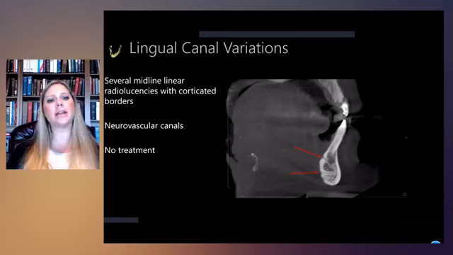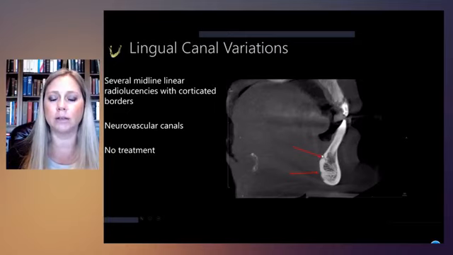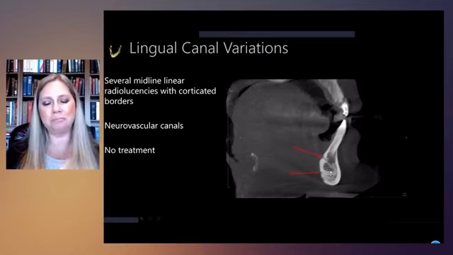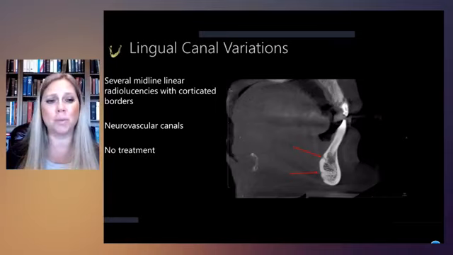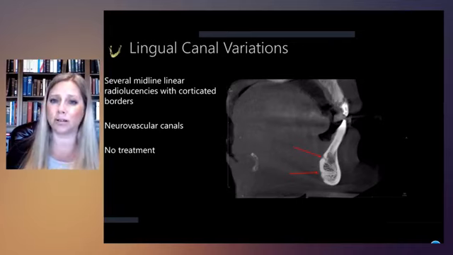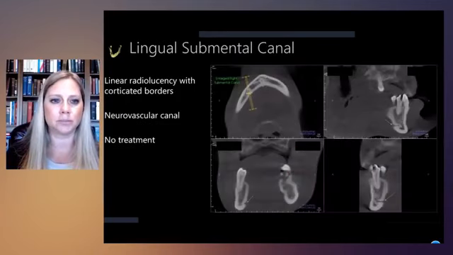We can have variations in the lingual canal. So here we can see that we've got 1 lingual canal and another lingual canal. Very, very common in this area. Might have 1, might have 2, might have 3. Again, our neurovascular canals may not have always read our textbooks, so they can pretty much do what they want. All variation of normal and nothing to worry about.